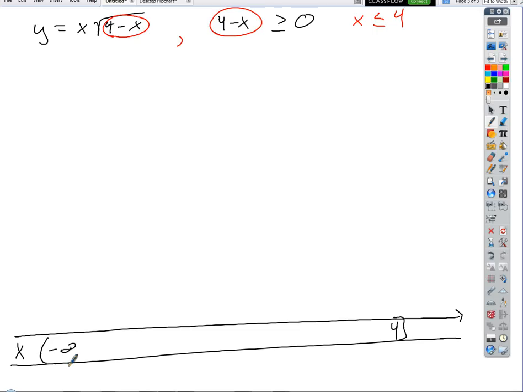But to do calculus, we want to rewrite that function how? Into 4 minus x to the 1/2. So we end up with y equals x times the quantity 4 minus x to the 1/2. All right, so now we've got to do some differentiation, right?